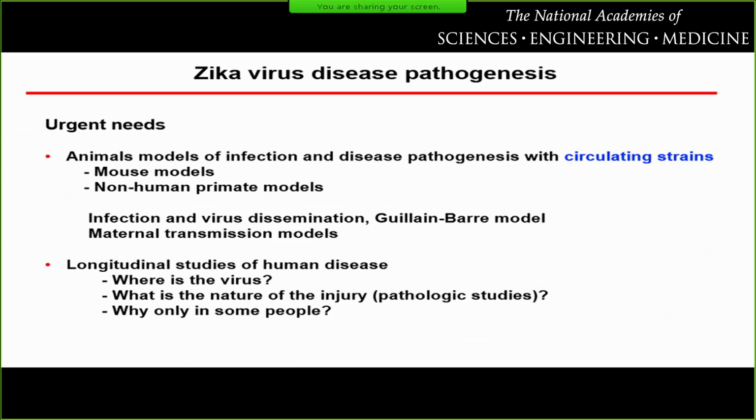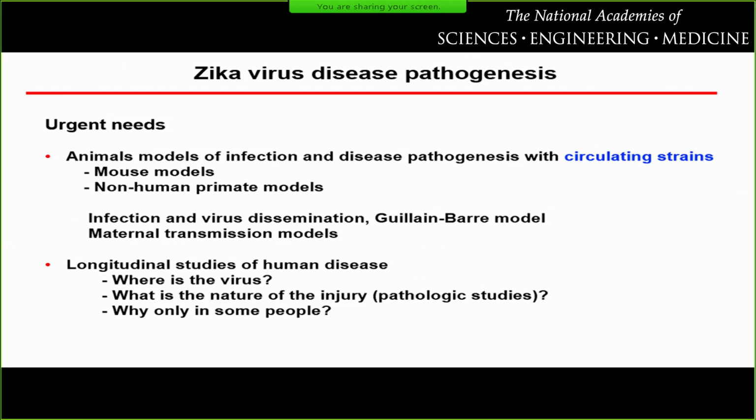So what are the urgent needs from the standpoint of understanding pathogenesis? We need animal models of infection and disease pathogenesis with circulating strains. Scott alluded to earlier that there may have been changes in the amino acid and nucleotide sequences which can alter the potential not only for transmission in the mosquito population, but also for pathogenicity and virulence. And we really need to understand that using reverse genetic analysis, where we can make mutations into infectious viruses and test hypotheses about why the current outbreak seems to be worse.